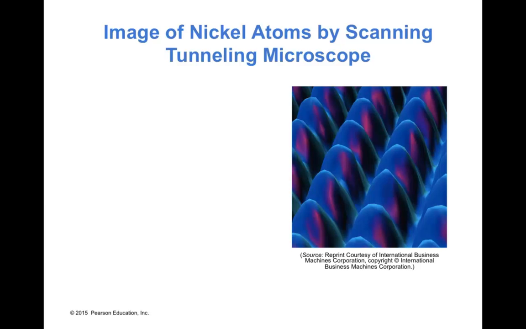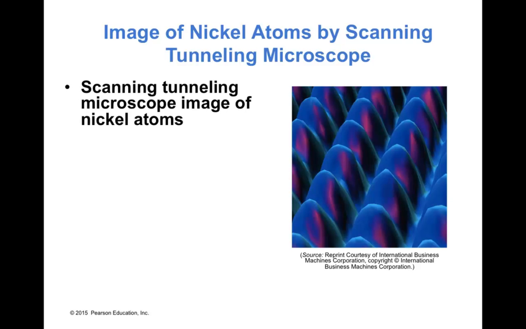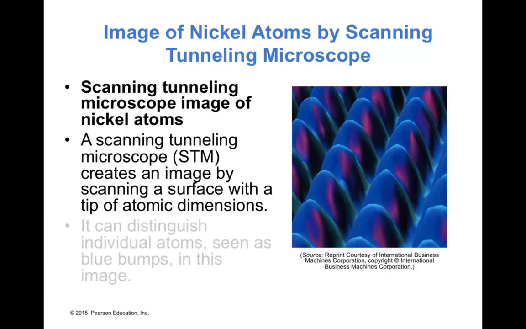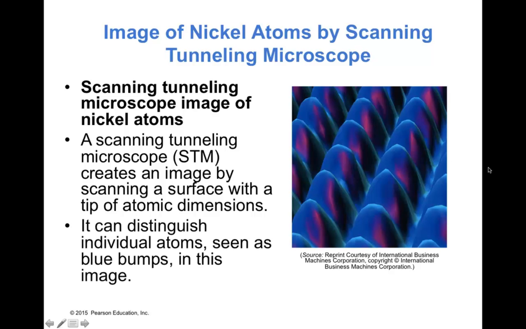With the technique of scanning tunneling microscopy, we are able to see the surface of matter on an atomic dimension. The blue bumps here represent individual atoms of nickel. Each of these is an atom of nickel in a surface of nickel.